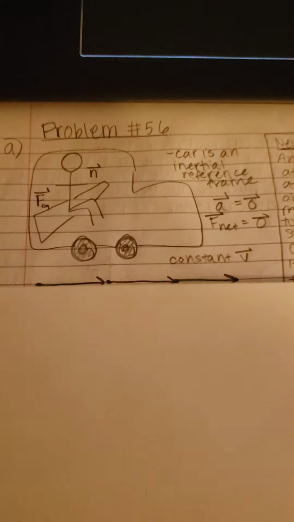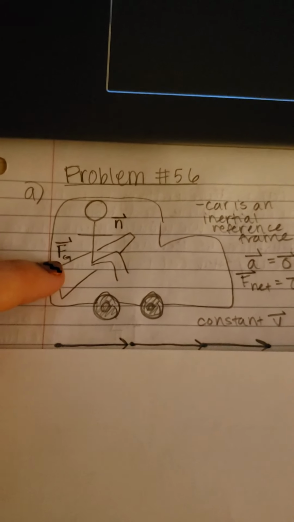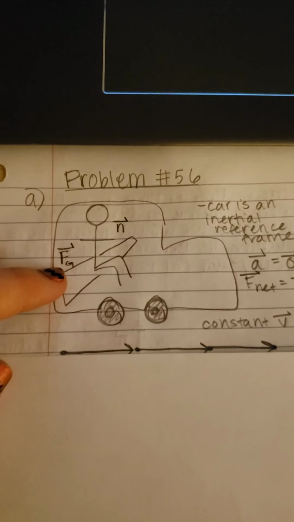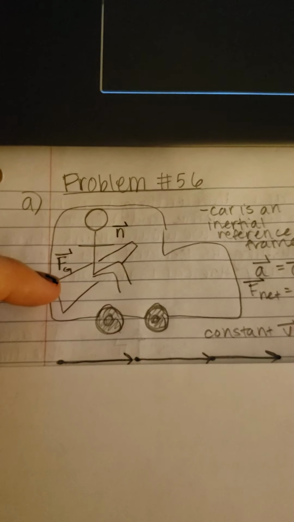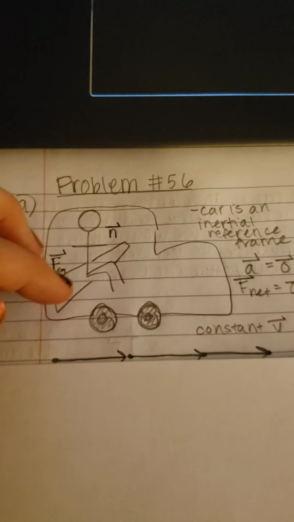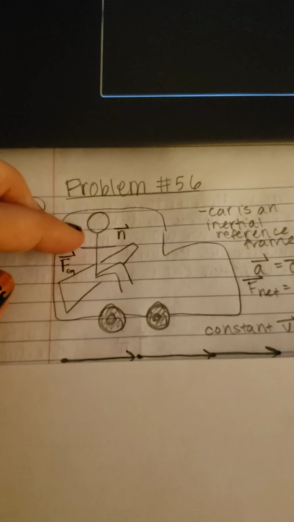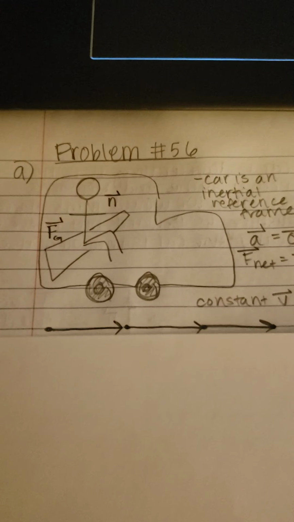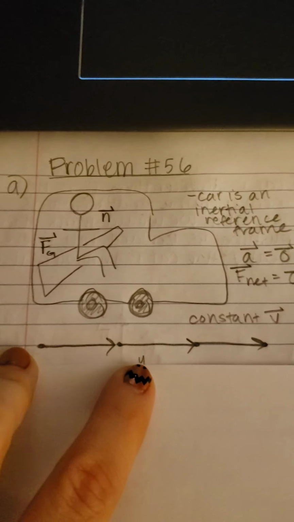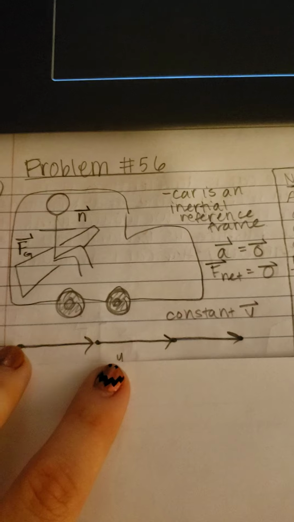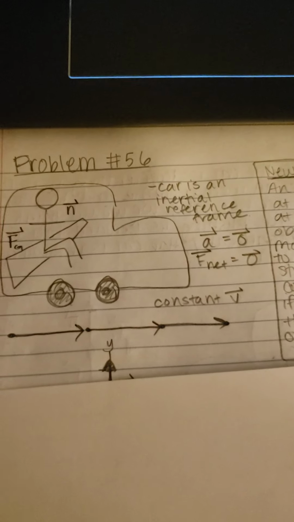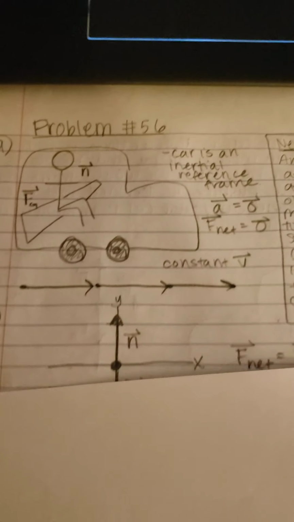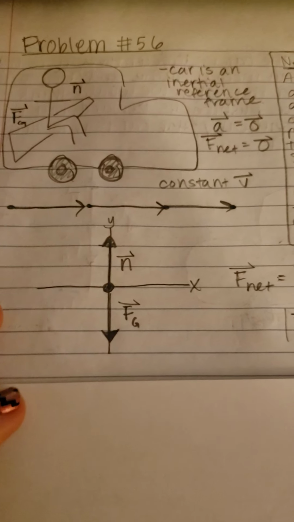So here we have our car with our person on the inside. The forces acting on the person at this time are a gravitational force pushing downwards perpendicular to the bench and the normal force pushing upwards perpendicular to the bench. Moving at a constant velocity with no acceleration, so zero acceleration. And because we are at a constant velocity, our net force is going to be 0.